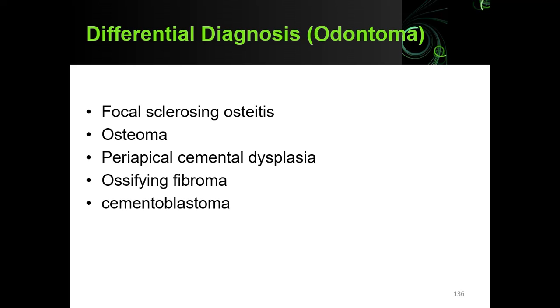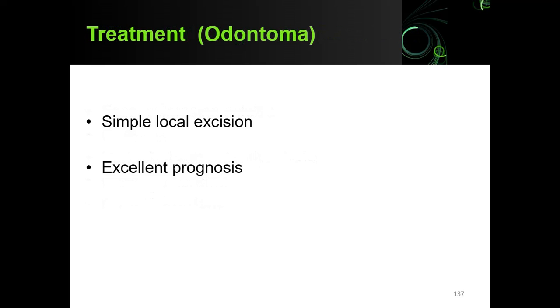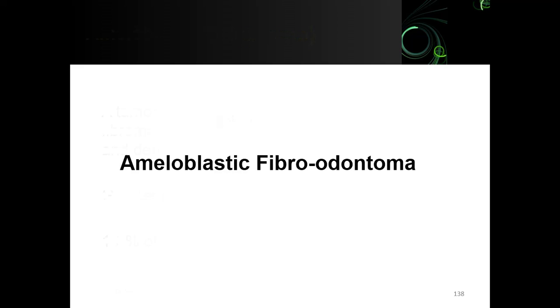Just remember one thing, that odontoma in its initial stages can be radiolucent. But as time passes and as the radiopacity develops, they become a mixed radiolucent and radiopaque structure. And in later stages, when this lesion is fully occupied by a solid mass, on radiography it will appear as a radiopaque structure. Treatment for this odontoma is simple local excision, and usually their prognosis is excellent. They do not recur.